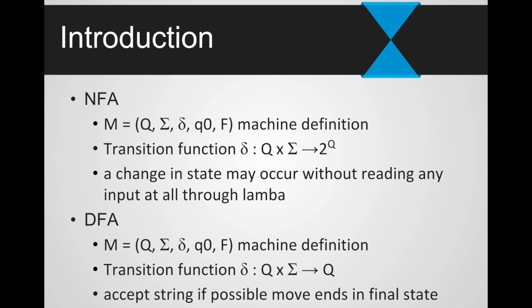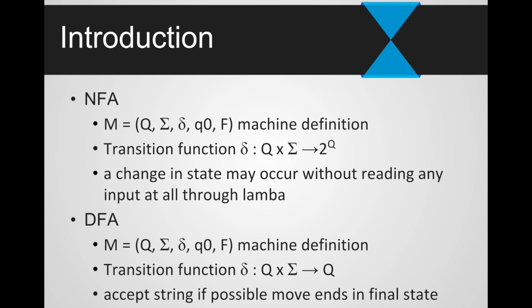Deterministic finite automata are defined by the following quintuple: M equals Q, sigma, delta, Q0, F, where Q is the finite set of states, sigma is the finite set of input symbols, Q0 is the initial state, and F included in Q is the set of accepting states. The transition function is characterized by delta: Q times sigma produces Q. Thus, starting from Q0, if there is a sequence of possible moves ending at a final state, then the NFA accepts the input string, otherwise it is rejected.